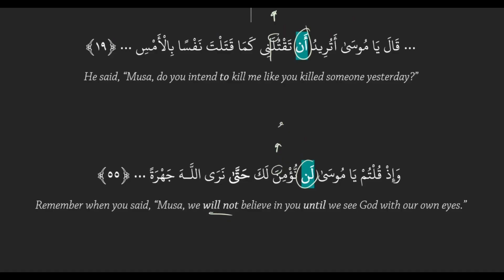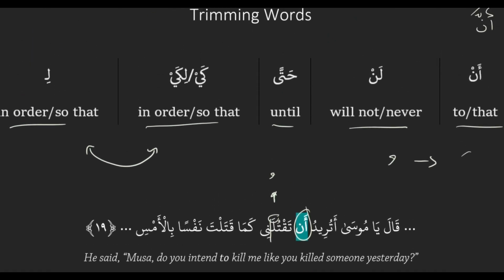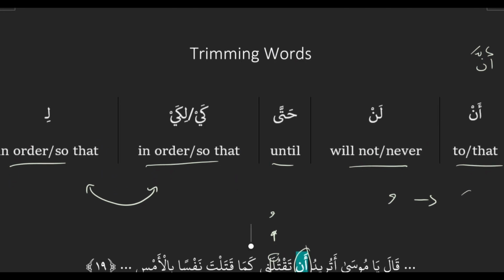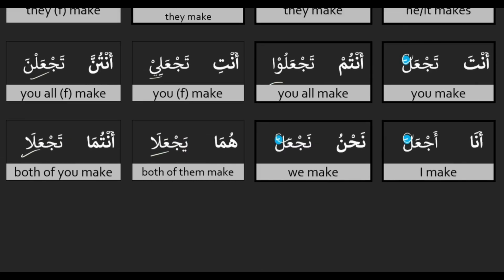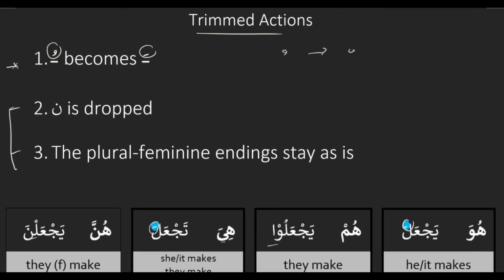So trimming words are the only scenario of trimmed actions. It's essentially shaving words, except instead of turning u into a sukun, it turns u into an a. Turns a u into an a. Easy peasy.